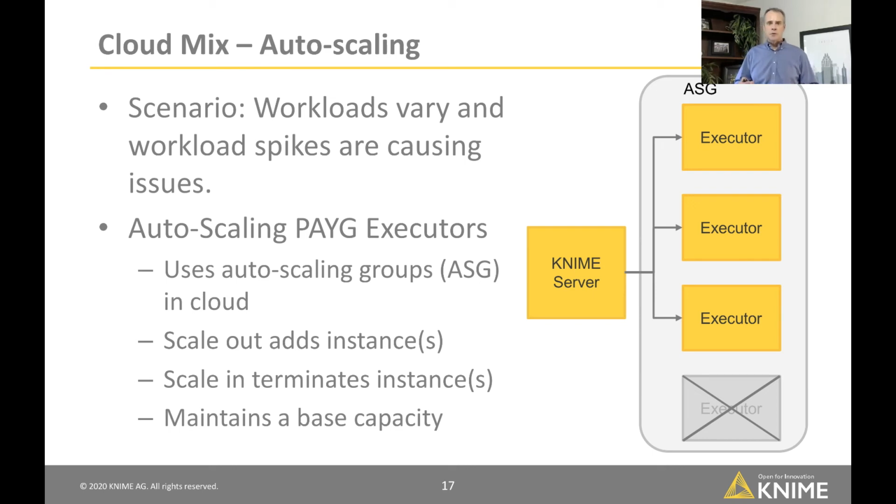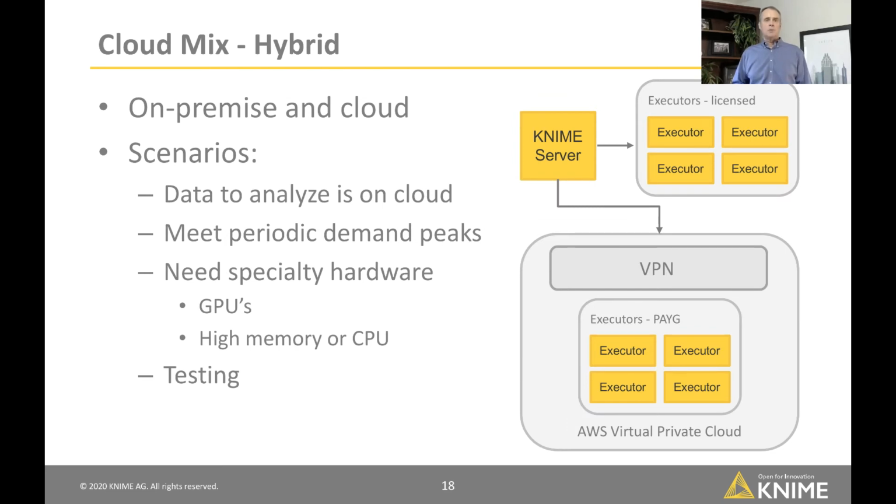You can, with these auto-scaling groups, maintain a base capacity of computing. So for example, you may want 2, 3, whatever that number is, of executors always up to meet demand, especially of interactive users. And then over time, you can grow that and shrink it depending on load. Another common scenario is a hybrid scenario. This is where you have a mix of on-premise and cloud. Why would you want to do that? Well, you may have data that you want to analyze, and it's only available on the cloud.